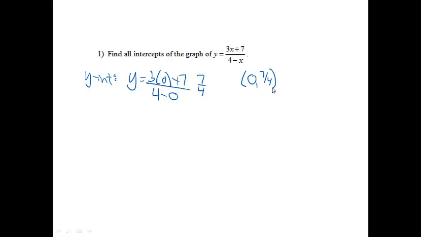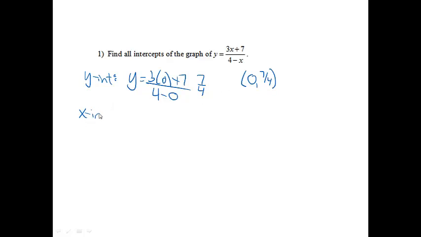Right, number 1, find all the intercepts of the graph y equals 3x plus 7 over 4 minus x. Right, so first of all, let's go ahead and find the y-intercepts. And remember, to find the y-intercepts, we'll just let the x be 0. So put a 0 wherever the x is. And then when I do that, I get 7/4. So my y-intercept is going to be 0, 7/4.